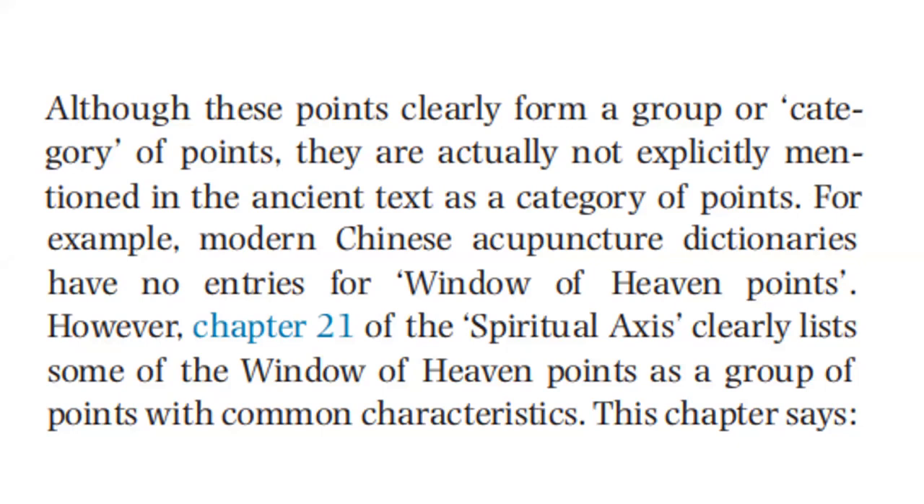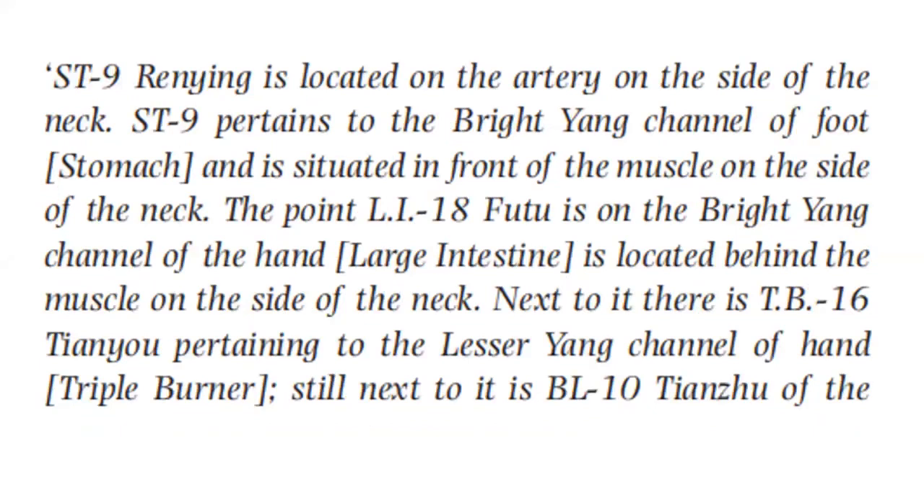However, chapter 21 of the Spiritual Axis clearly lists some of the window of heaven points as a group of points with common characteristics. This chapter says Stomach 9 is located on the artery on the side of the neck. Stomach 9 pertains to the bright yang channel of the foot, the stomach, and is situated in front of the muscle on the side of the neck. The point LI18 is on the bright yang channel of the hand, large intestine, and is located behind the muscle on the side of the neck.